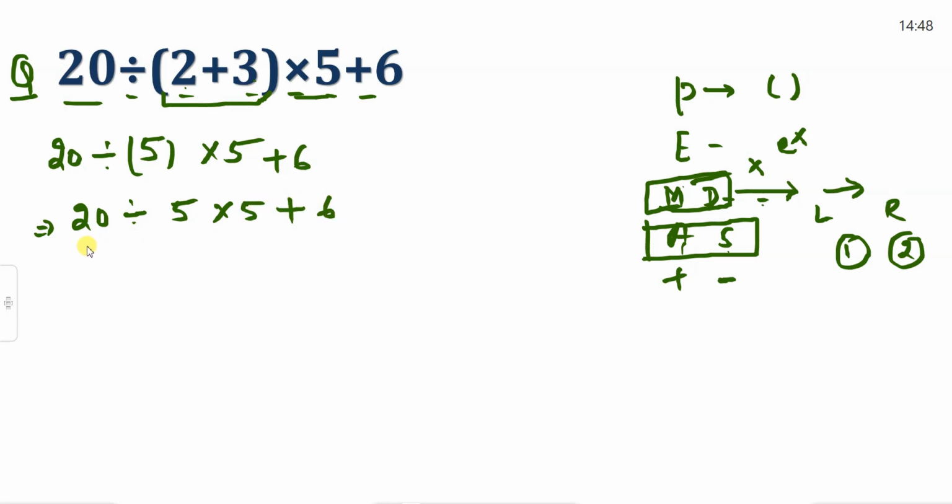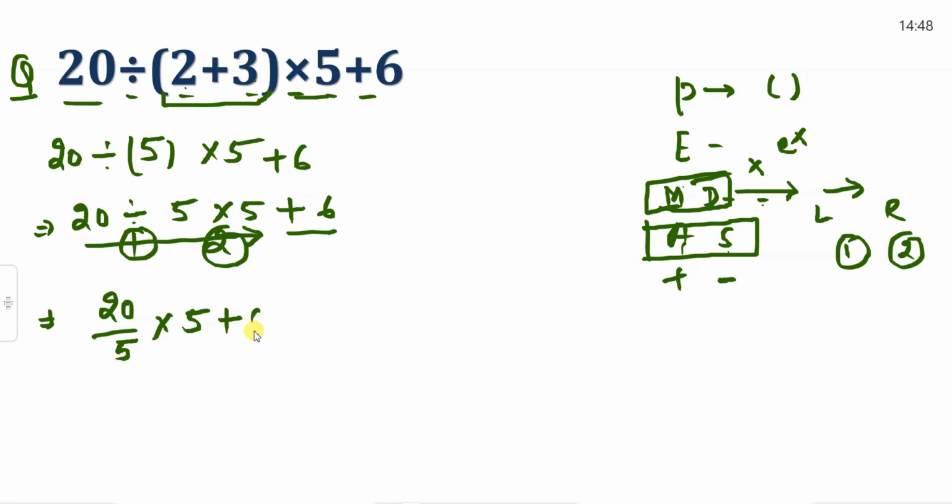Now here you can see division and multiplication are coming up. We'll check from left to right. Division comes first, so division gets priority, then multiplication. Now let's solve it further. 20 divided by 5 multiplied by 5 and plus 6.